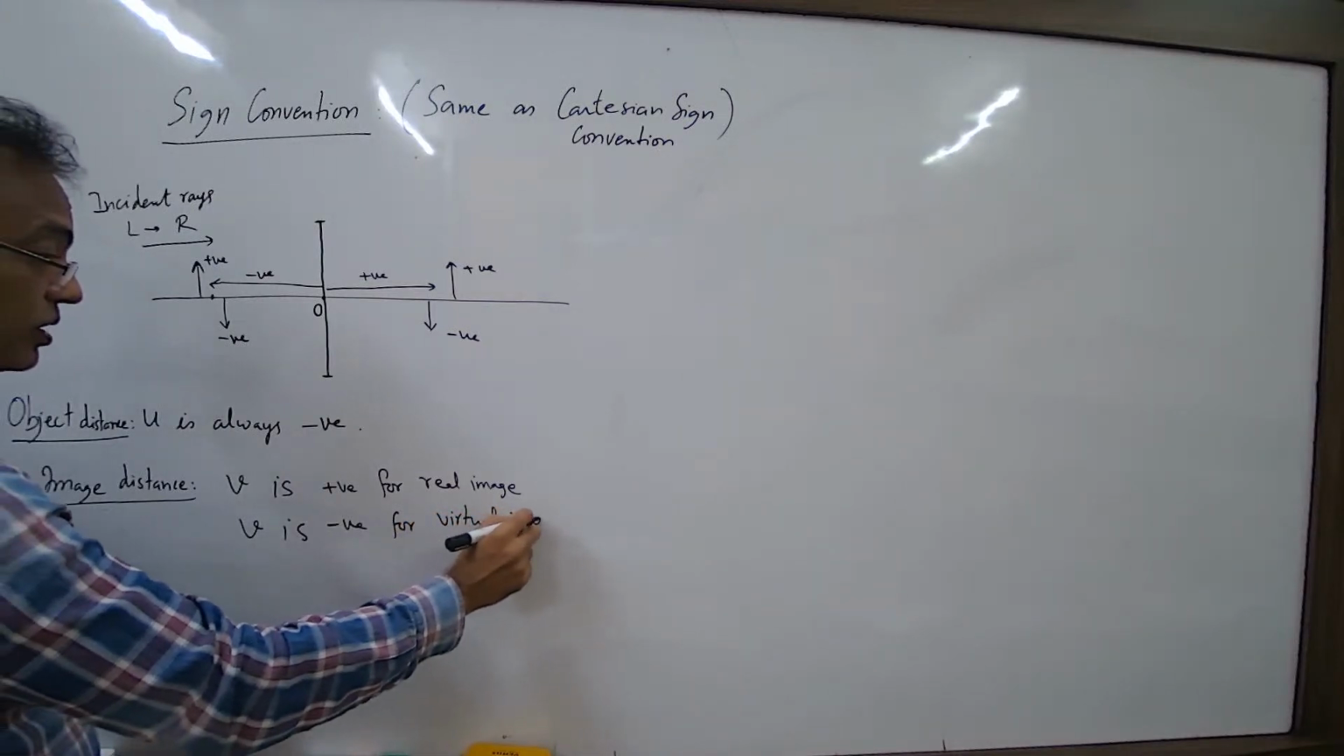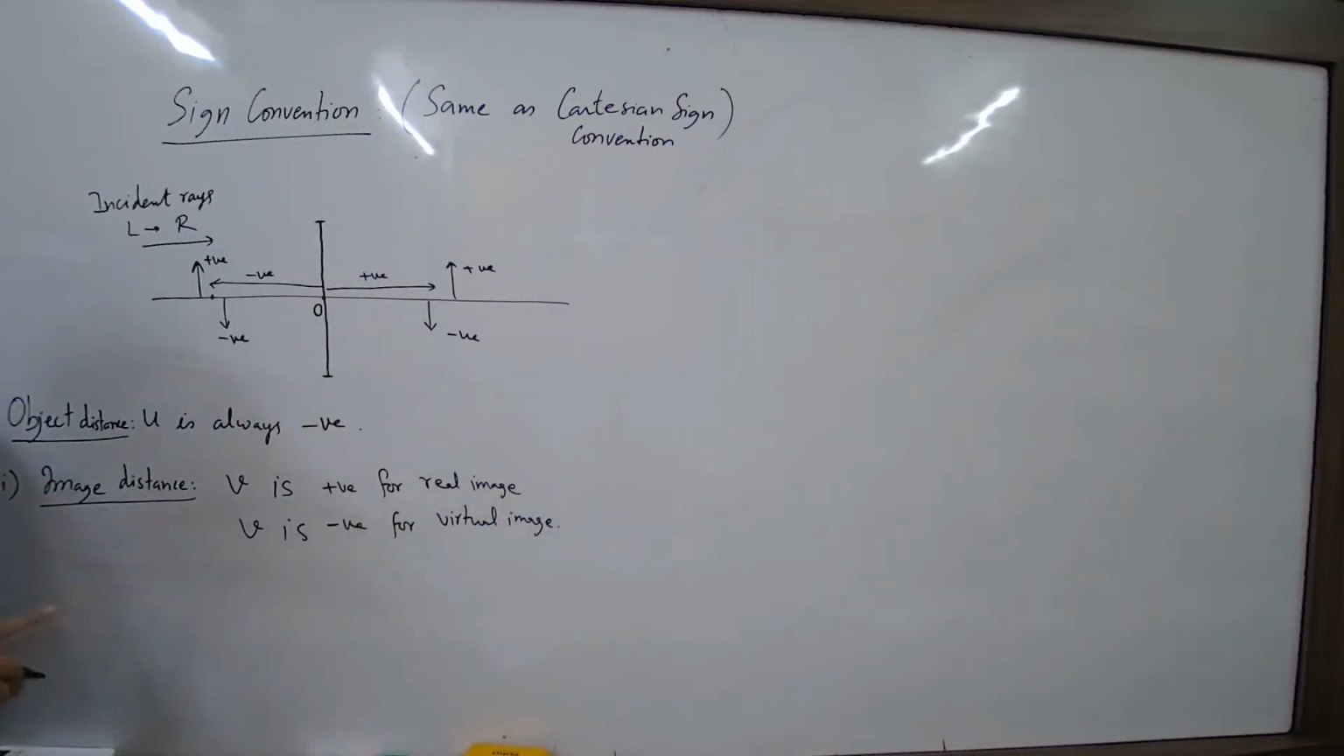This is also a test for you. If you are getting otherwise, then your answer is wrong. Whenever you are calculating the image position, if you are saying that the image is real and your V is coming negative, that is wrong. Okay. So you got U and V. Now what is the sign convention for focal length?